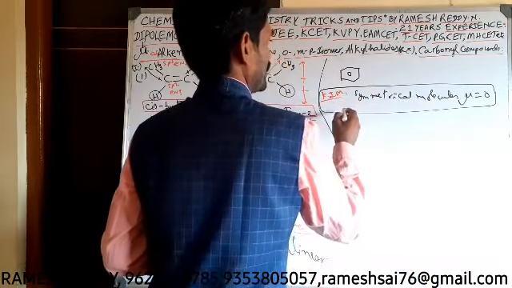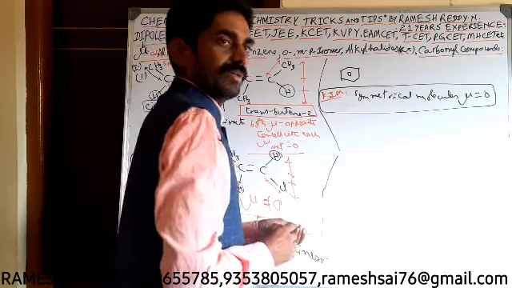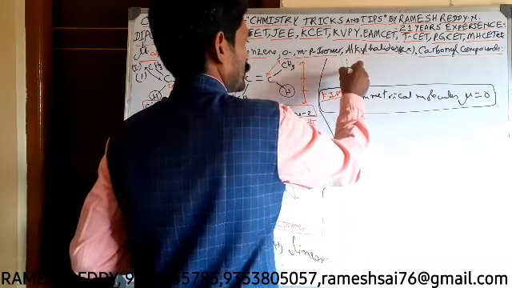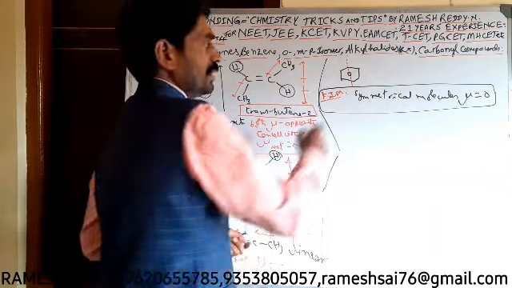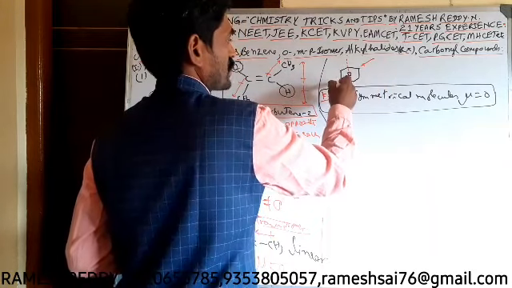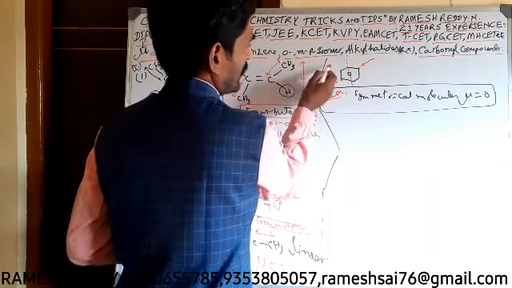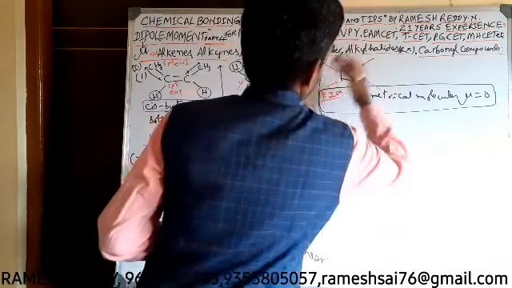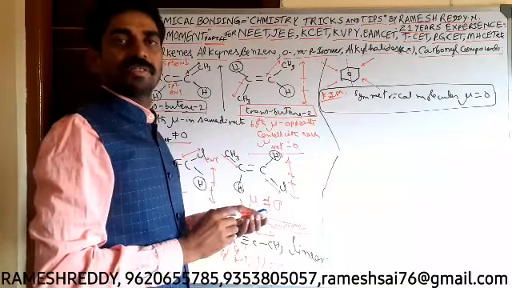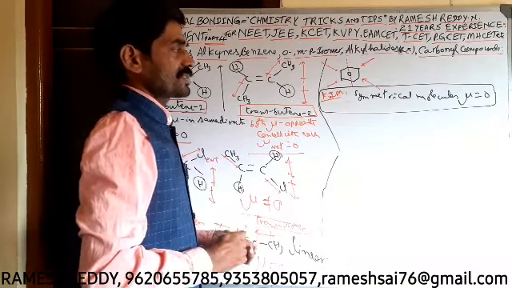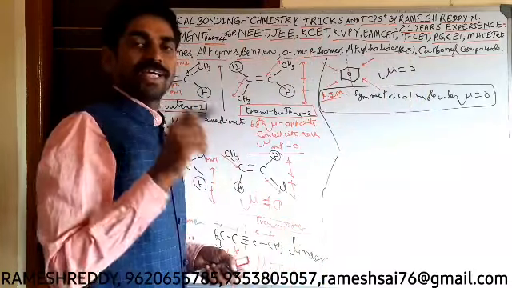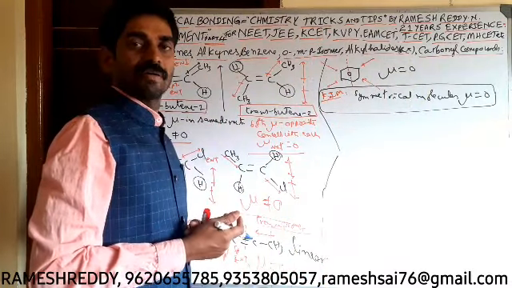Now in the case of benzene, it is a symmetrical molecule. All carbons are sp2 carbons, and if you cut this molecule through this plane, you get two equal halves. Or if you cut it through this plane also, or through this plane also, you will get two equal halves. So it is a symmetrical molecule, and in symmetrical molecules the dipole moment is 0. So the dipole moment of the benzene molecule is 0.